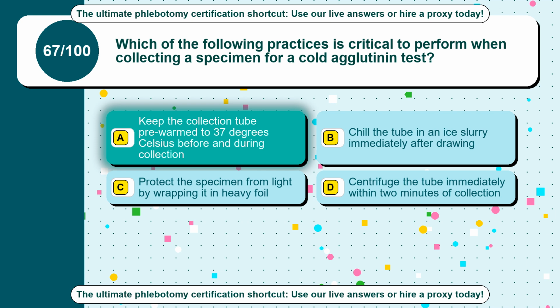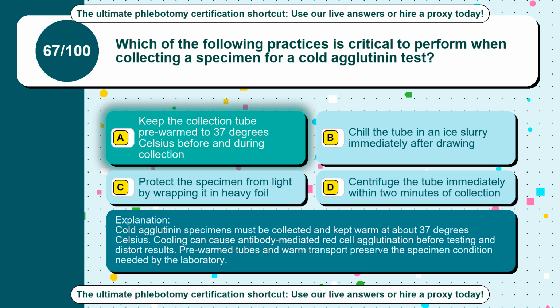The correct answer is option A. Keep the collection tube pre-warmed to 37 degrees Celsius before and during collection. Cold agglutinin specimens must be collected and kept warm at about 37 degrees Celsius. Cooling can cause antibody-mediated red cell agglutination before testing and distort results. Pre-warmed tubes and warm transport preserve the specimen condition needed by the laboratory.